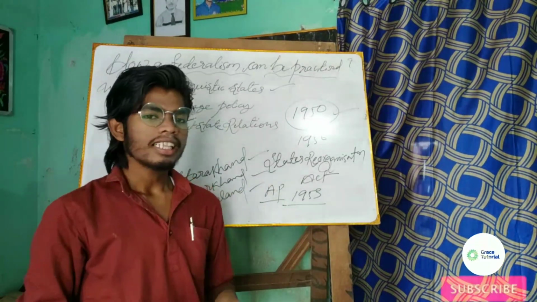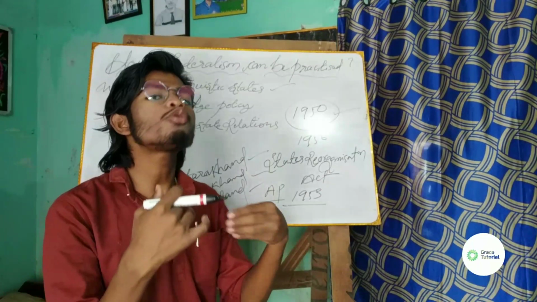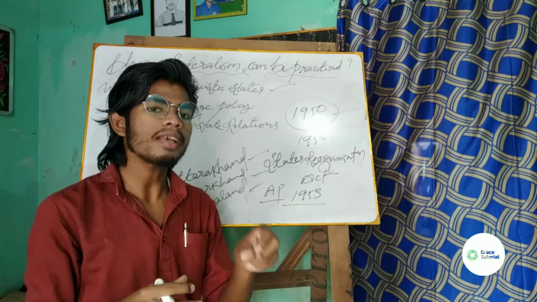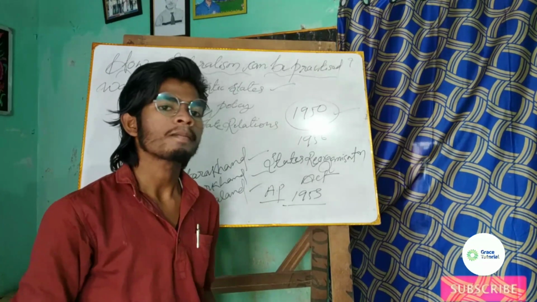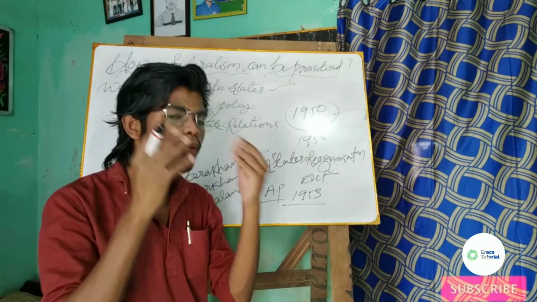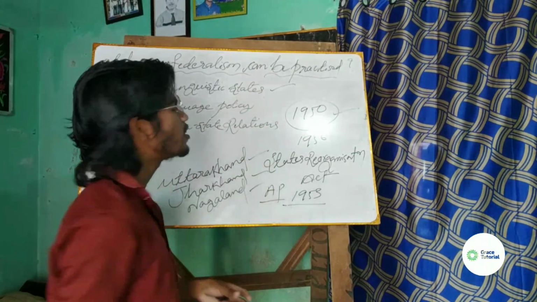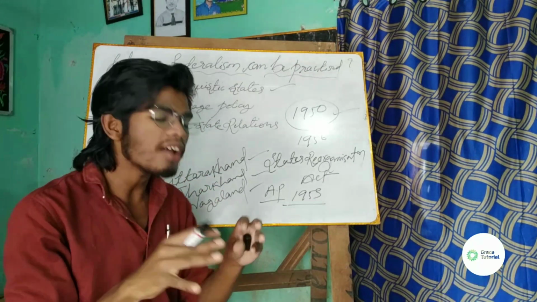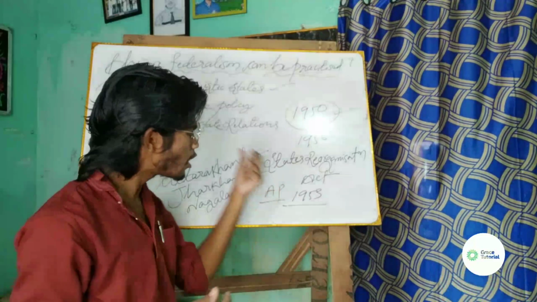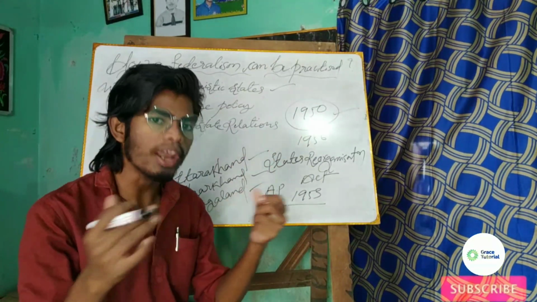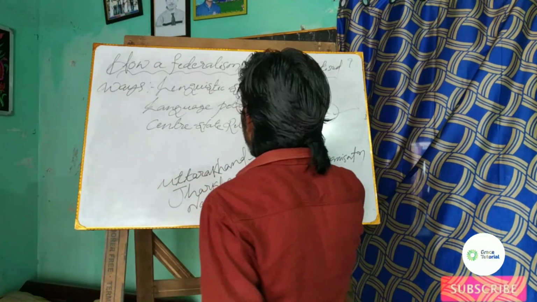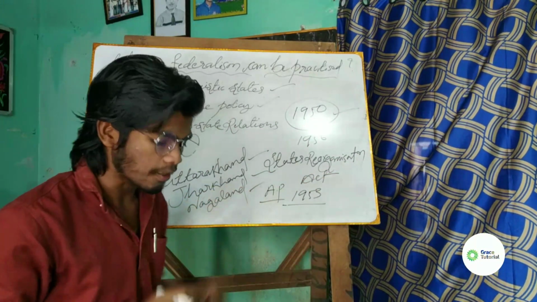But later they came to realize that linguistic states have actually made the country more united and stronger, and have also made the administration much easier. In this way, the linguistic state is one of the best ways federalism can be practiced and strengthened. The second way that we are going to discuss is language policy.